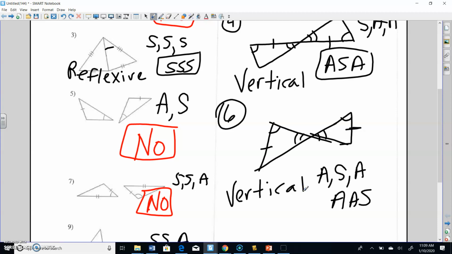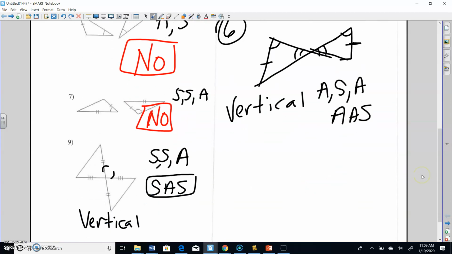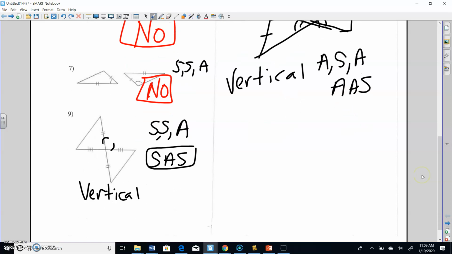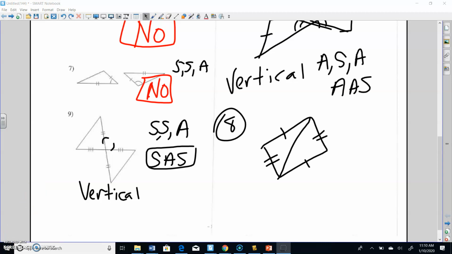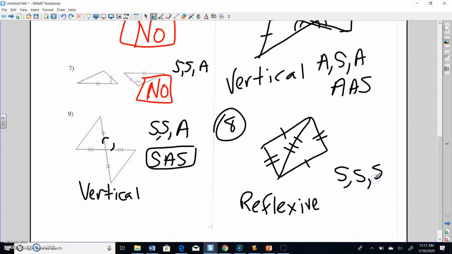Okay. One more triangle. So we've got two pairs of sides that are congruent. And then is there anything we can conclude? They share a side. So by reflexive property, we can say that we have a third side that is congruent. And do we have an SSS postulate? We do. So the two triangles will be congruent. All right.